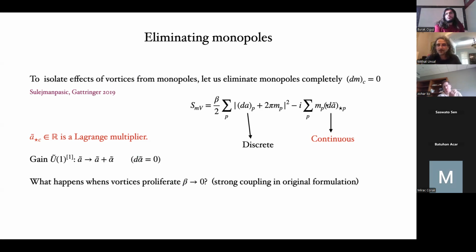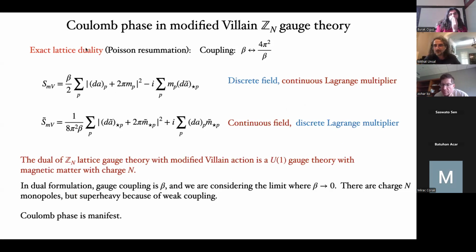Okay. Now we can do some exact lattice manipulations. This is an exact lattice duality, which involves Poisson resummation. This part is the Villain form, modified Villain. This part is where I introduced the Lagrange multiplier, the theory from the previous page. Note that the dynamical gauge field is discrete, and the Lagrange multiplier is continuous. By Poisson resummation, which is an exact lattice duality, you can map this to this form where beta is taken to 4 pi squared over beta. Now the dynamical field becomes A tilde, and the Lagrange multiplier is now discrete.